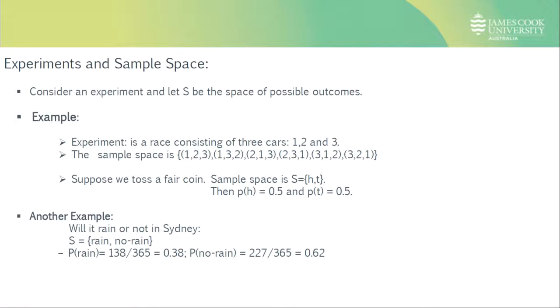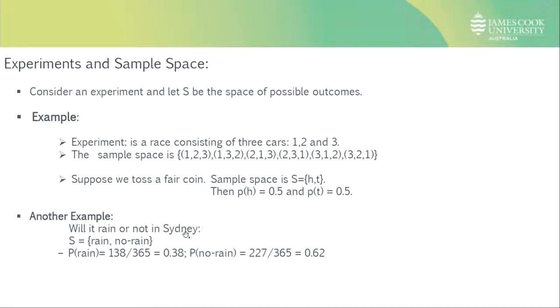Another example is tossing a coin, which is a very common example that everybody likes to give. The possibilities should be either head or tail. So this is called the sample space, and because there are only two outcomes that can happen, the probability is 50-50. So this is how we define probability.